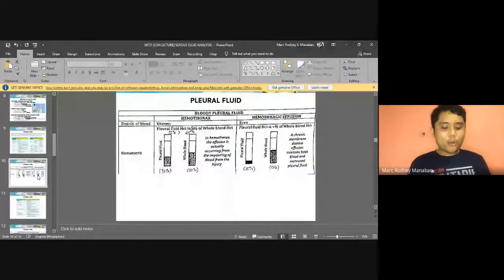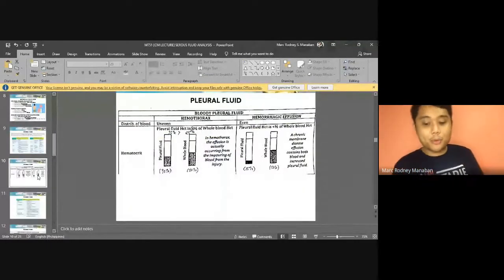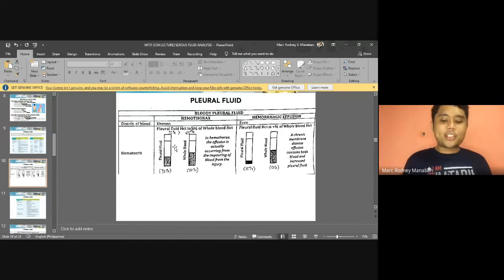Alright. Now, of course, we also have to differentiate your hemothorax from hemorrhagic effusion. Okay? As you can see, for the distribution of blood, hemothorax is in a way a traumatic tap, and hemorrhagic effusion is from nontraumatic causes. So hemorrhagic effusion is more chronic in onset. And hemothorax is possibly something recent. Example, you were pierced here, an accident happened. So the blood is still fresh.